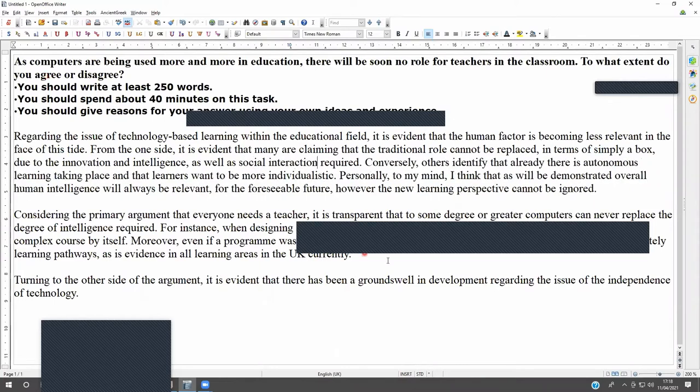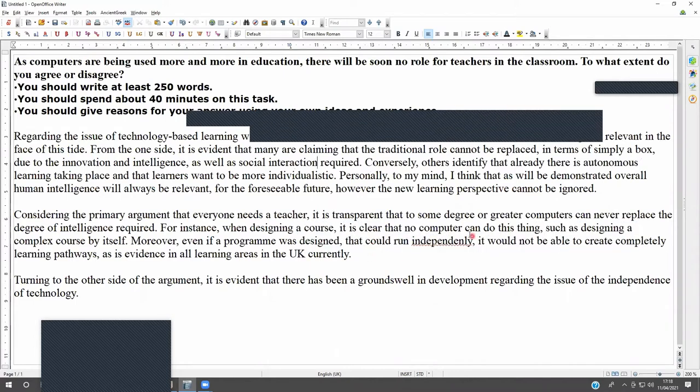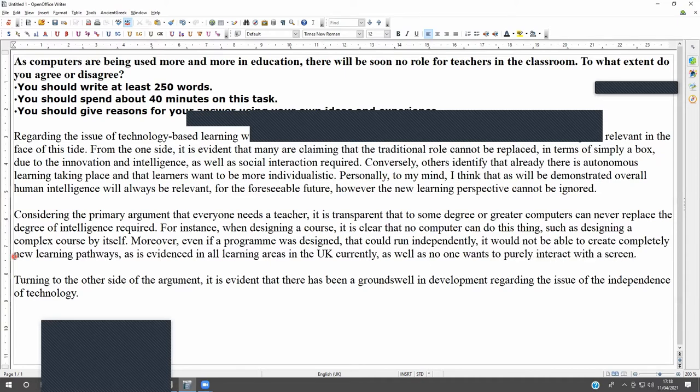Okay, so even if a program was designed that could run independently, it would not be able to create new learning pathways, as evidence. No one wants to purely interact with a screen. I show you the other side of the argument.